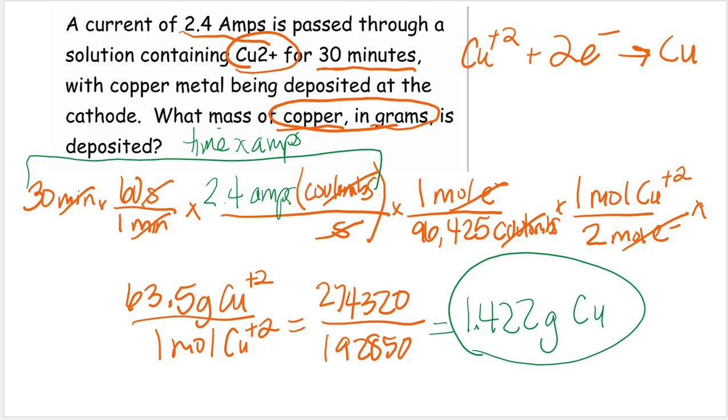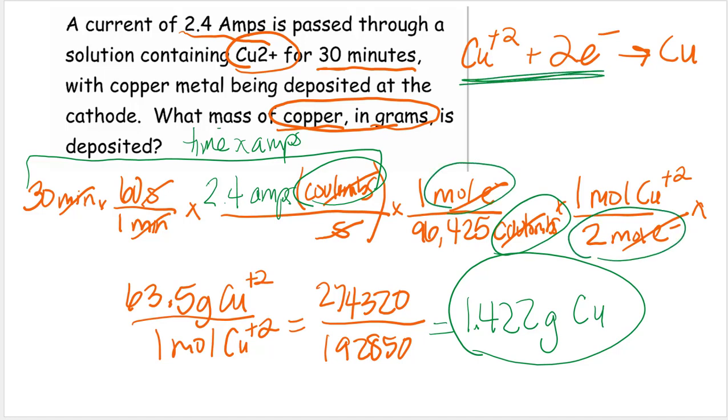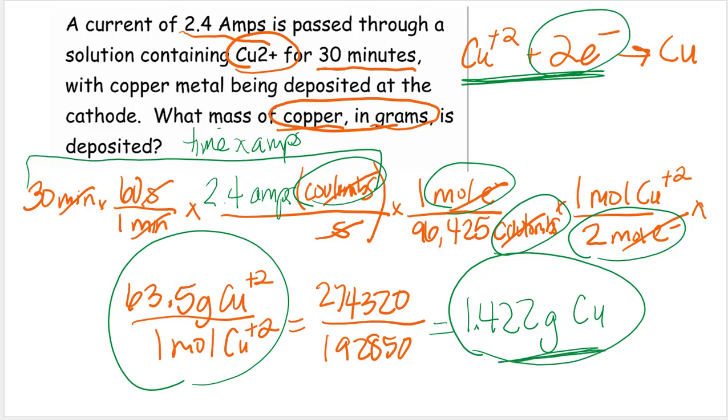And then 1 over Faraday's law, because I was left with coulombs, I needed to get rid of coulombs. Next, I took my moles of electrons from up here. It takes 2 electrons to get rid of the copper 2 plus. And then I just went and looked at my molar mass of copper. That was able to tell me how many grams of copper was being deposited at the cathode.